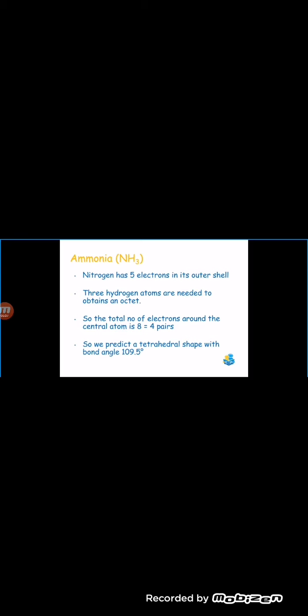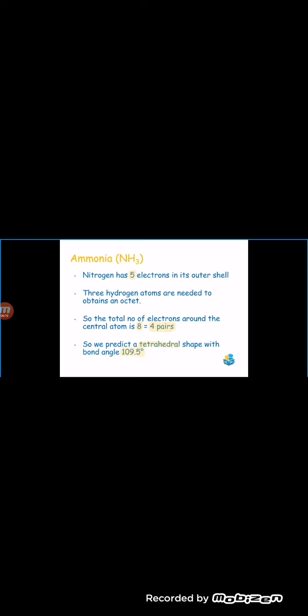So let's try some examples. So let's begin with ammonia. Ammonia has a formula of NH3. Now we know that nitrogen is our central atom here, so nitrogen has 5 electrons in its outer shell. 3 hydrogen atoms then are needed to obtain a full octet, so the total number of electrons around the central atom will be 8 once this happens, and we'll have 4 pairs. So 4 pairs of electrons would predict a tetrahedral shape with a bond angle of 109.5.